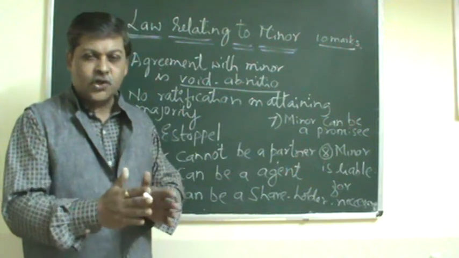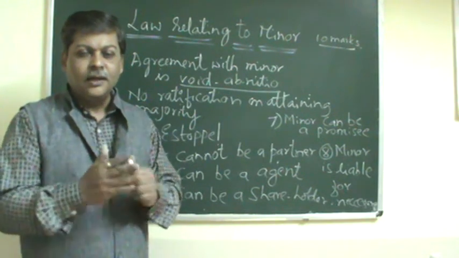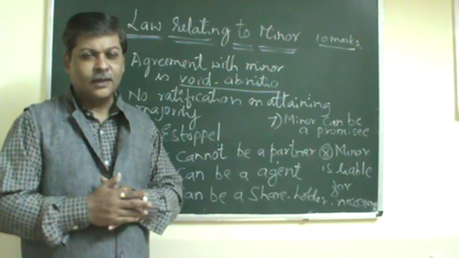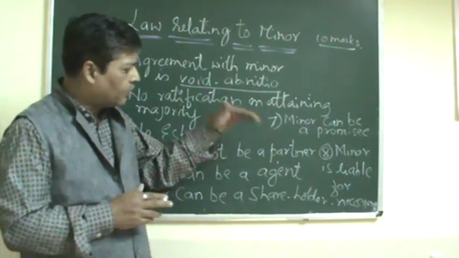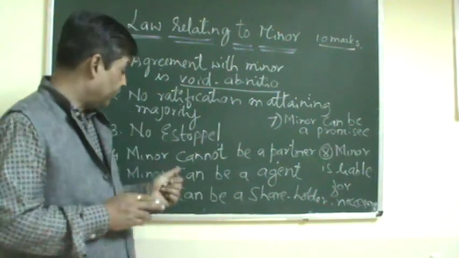Here, each law should be explained in 3 to 4 lines. That is, maximum 3 to 4 lines you have to give for each doctrine. Wherever possible, try to give an example.